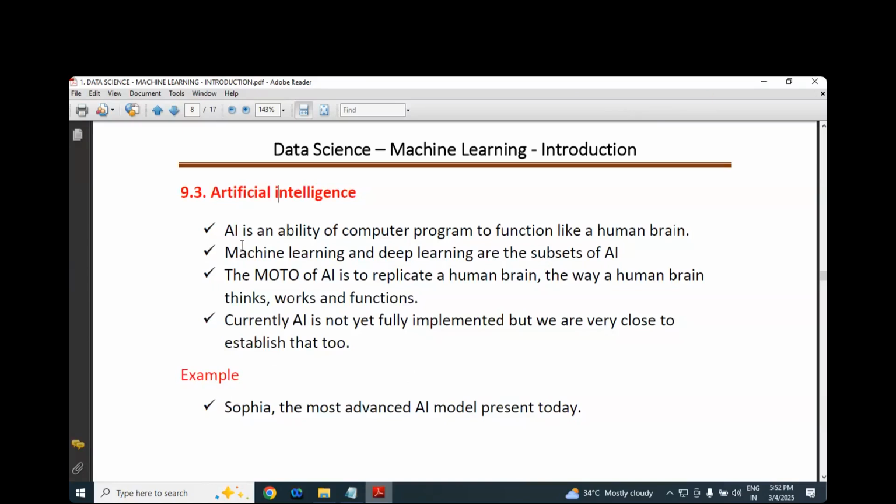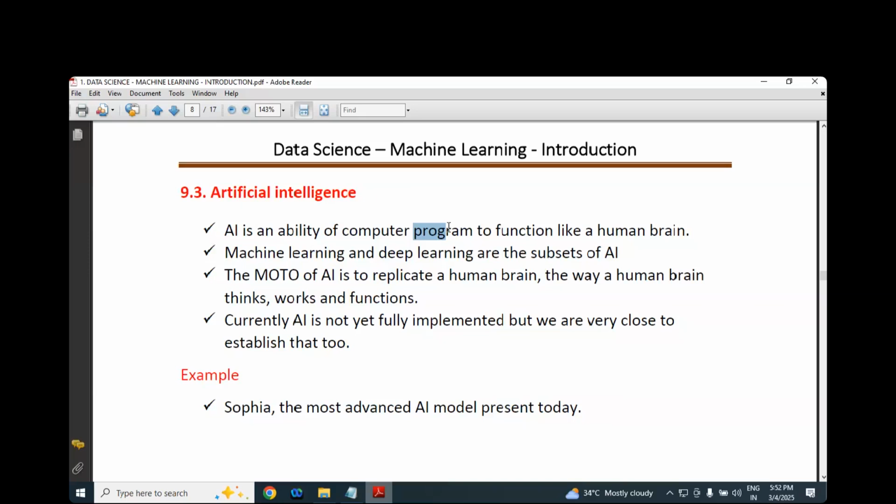Daniel, what do you mean by AI? AI is the ability of a computer program to function like a human brain. So simple, man: AI is one program, one algorithm that works like a human brain. Machine learning and deep learning are the subsets of AI. Now let me tell you, if you learn ML, automatically you are an AI engineer. You are also an ML engineer. Machine learning and deep learning are the subsets of AI.